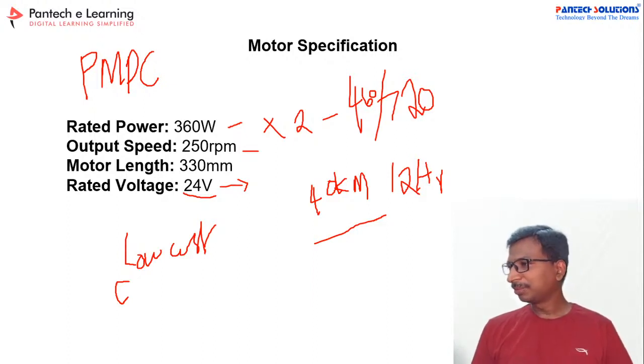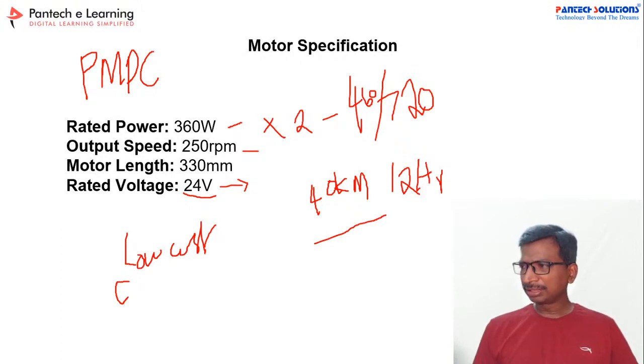Sir, my induction motor rating is 3 kilowatt, 48 volt, 1100 rpm. Is it suitable for EV bike applications? Yeah, you can use it. Accordingly, as per the motor rating, you have to choose the converters. That's it.